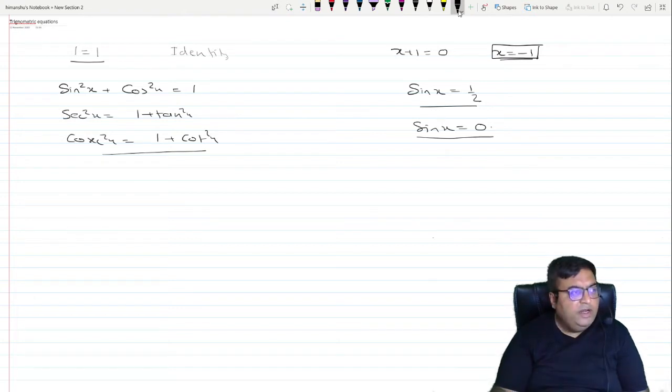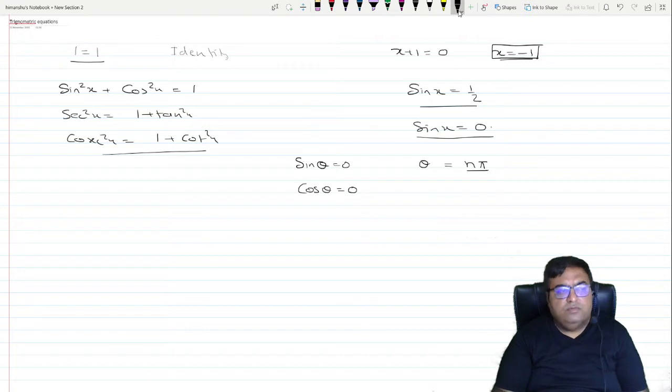In trigonometric ratios and identities, you might have studied that whenever sin theta equals 0, theta can be n pi. For all integral multiples of pi, sin theta is 0. Similarly, cos theta is 0 whenever theta is an odd multiple of pi by 2.